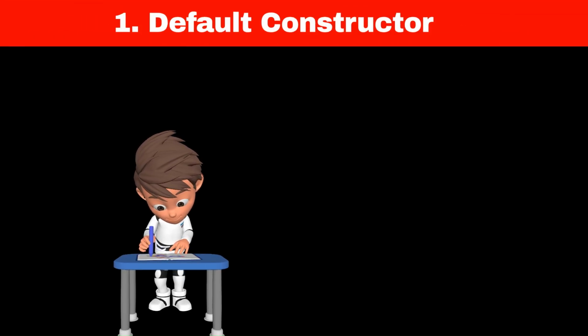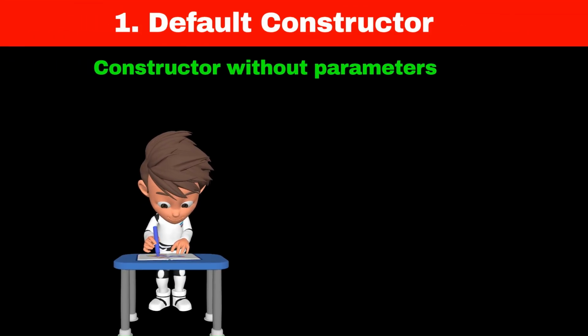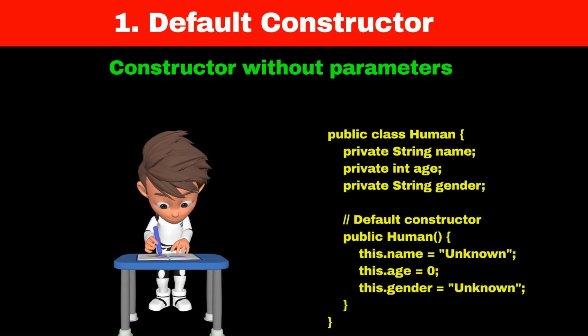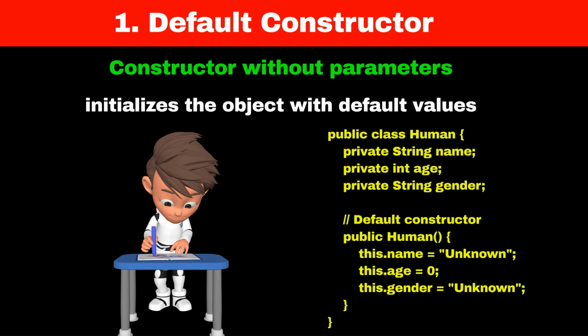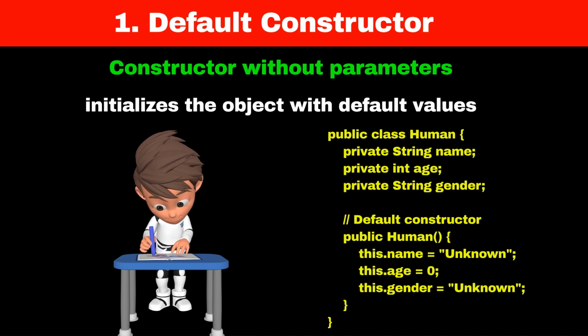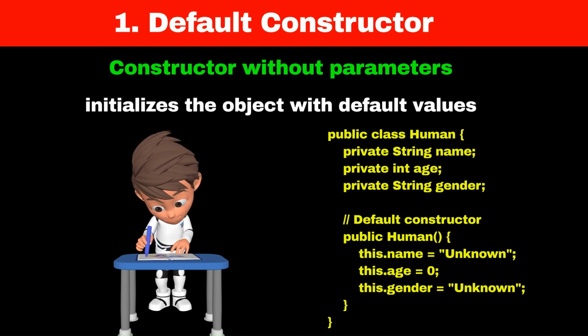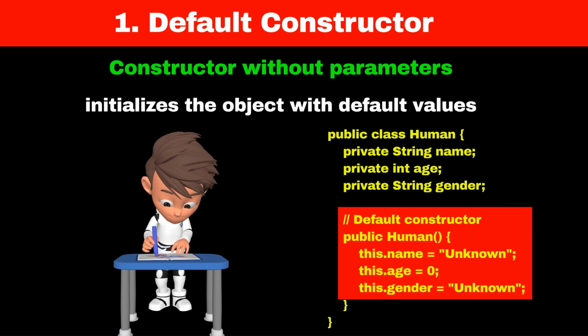First is the default constructor. Default constructor is a constructor that does not take any argument. If no constructor is explicitly defined in a class, then the Java compiler automatically provides a no-argument constructor. This constructor initializes the object and variables of a class with the default value. That's why it's called the default constructor. In our human class, we can use a default constructor to initialize the default value of variables to unknown.